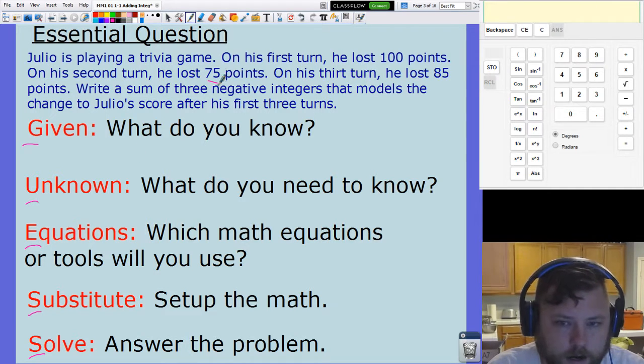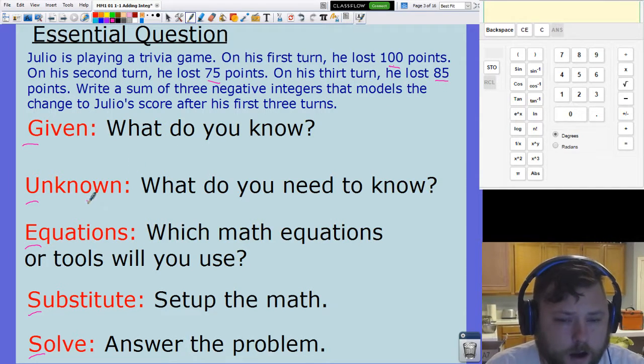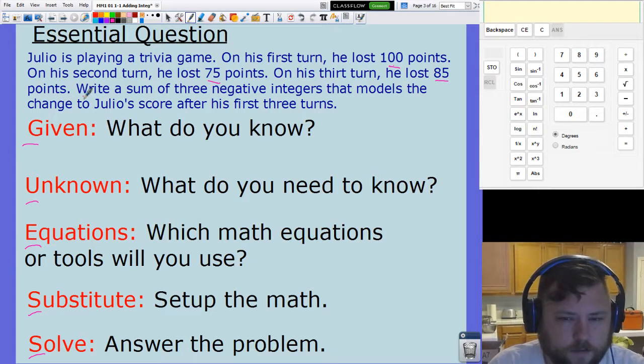Usually it comes down to numbers that you know, so you write those down. Unknown: what are you trying to find? What are you trying to solve here? What you're trying to solve is usually the last sentence, the sentence with the question mark. So in this case, it's writing the sum. The last sentence will usually tell you.